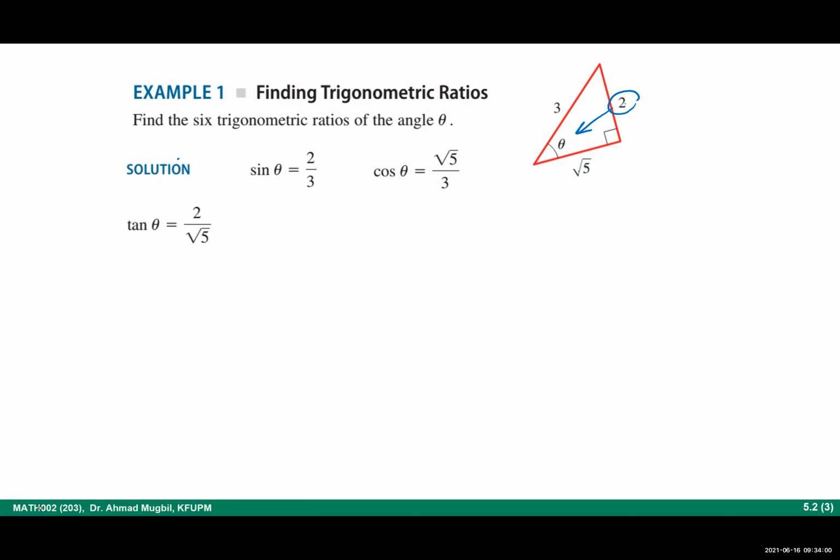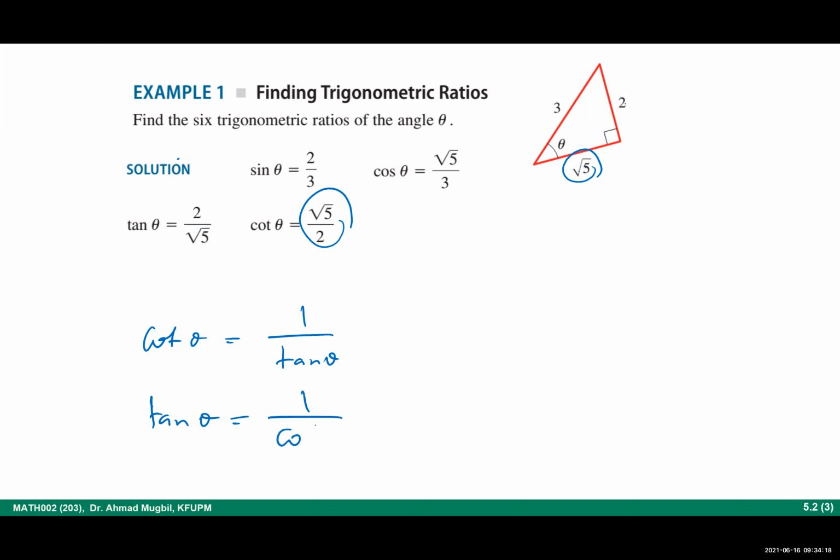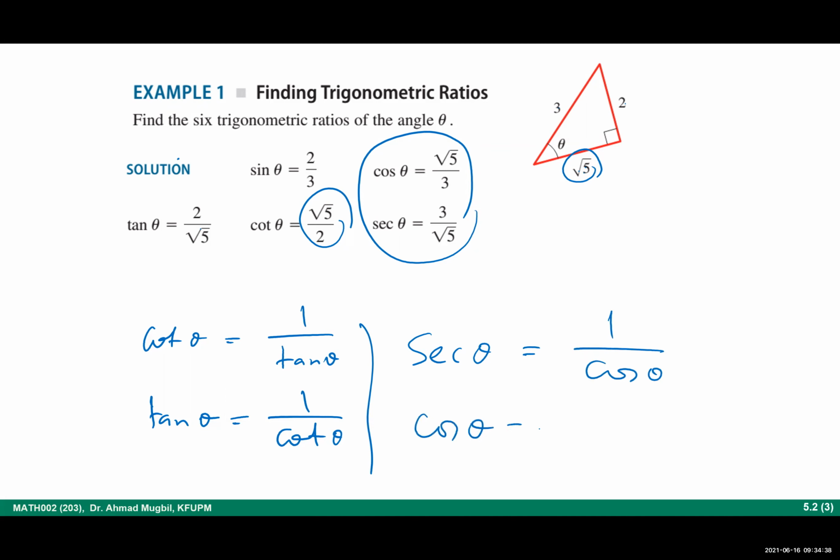Now, what is cotangent? Cotangent, it is the reciprocal. It is square root of 5 over 2. What you notice here, shabab, is that cotan theta is 1 over tan theta. It is the reciprocal of tan theta. Similarly, you can say that tan theta is the reciprocal of cotan. Let's find the secant. Secant is what? Secant is the hypotenuse over the adjacent. If you look at this, secant theta is the reciprocal of cosine theta. Similarly, cosine theta is the reciprocal of secant theta.